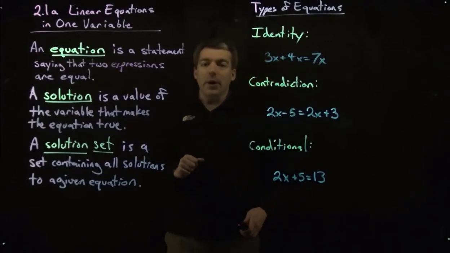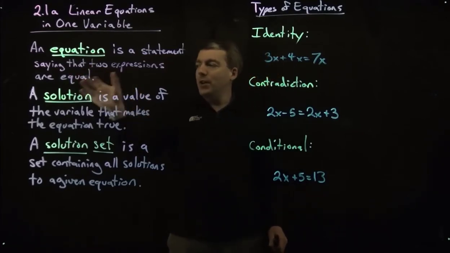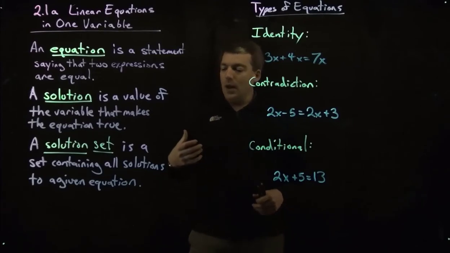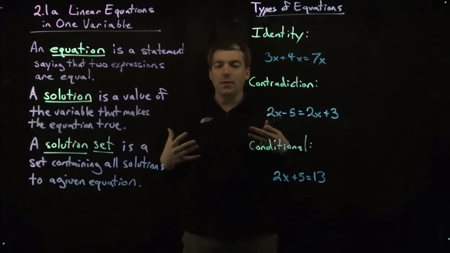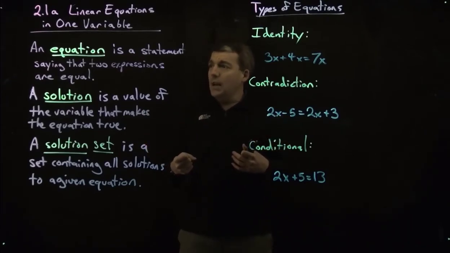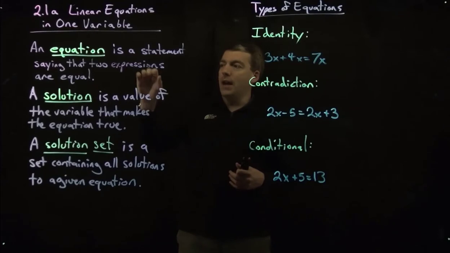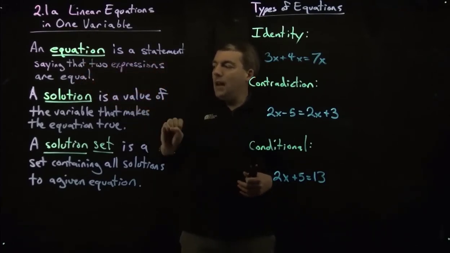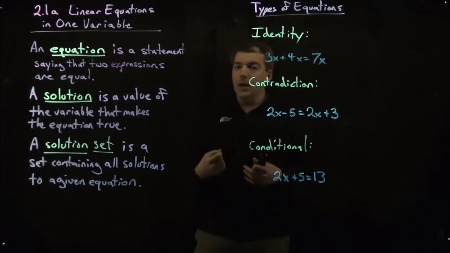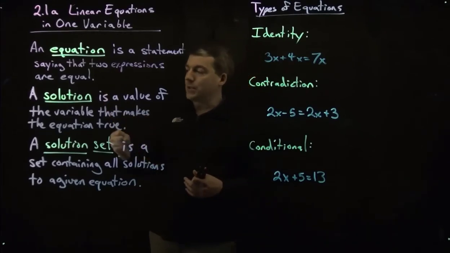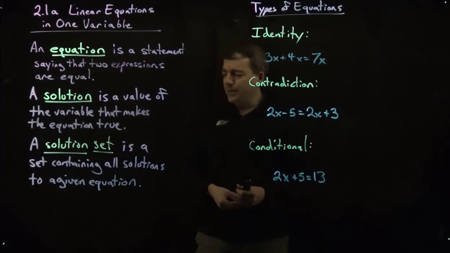First off, well, what is an equation? An equation is a statement saying that two expressions are equal. So it's basically just giving you a statement of equality between two particular expressions. Statements are typically either true or false, and that's what we'll be interested in. Particularly, we'll be interested in values of a variable that make the equation true. Such values are called the solutions to the equations. So you can see here, the solution is the value of the variable that makes the equation true.